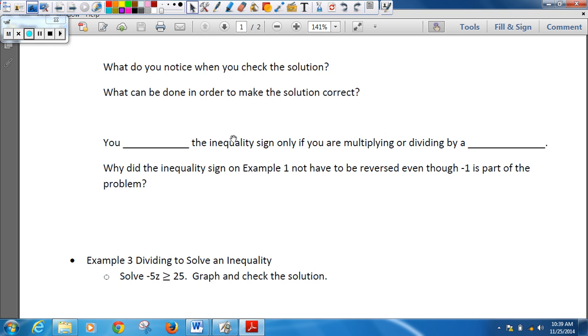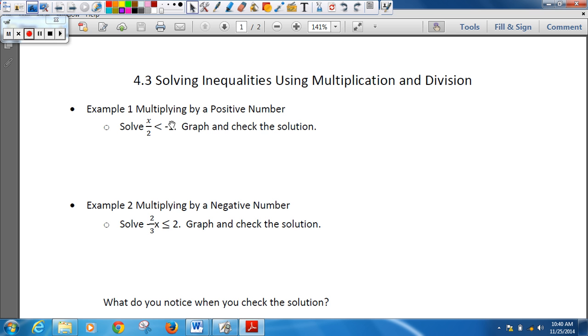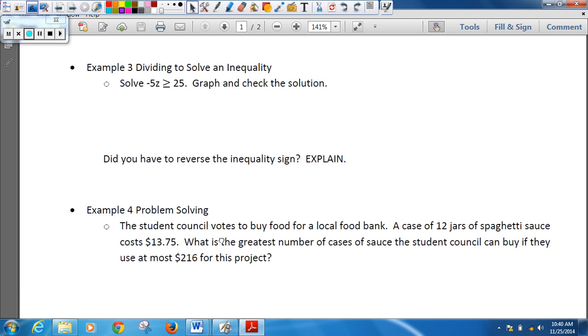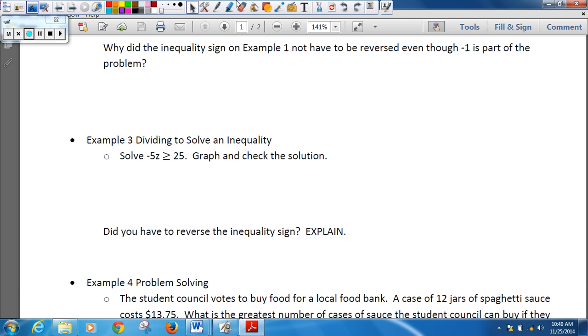So if I scroll back up to example 1, here's the negative 1, but what part were we multiplying by? When we showed our work, we multiplied by 2. So we don't reverse the sign unless the number you are multiplying both sides by is negative. So our answer down here, oops, I skipped it. Why did the inequality sign on example 1 not have to be reversed even though negative 1 was part of the problem? We multiplied both sides by 2.